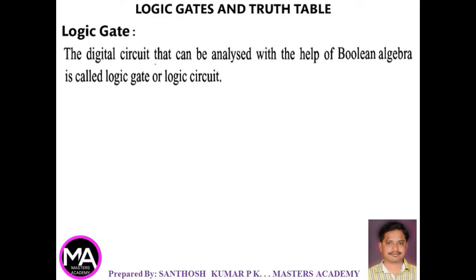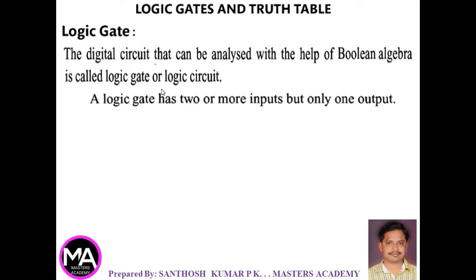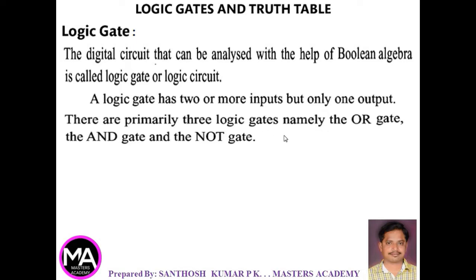Logic Gate. The digital circuit that can be analyzed with the help of Boolean algebra is called a logic gate or logic circuit. A logic gate has two or more inputs but only one output. There are primarily three logic gates, namely the OR gate, the AND gate, and the NOT gate.